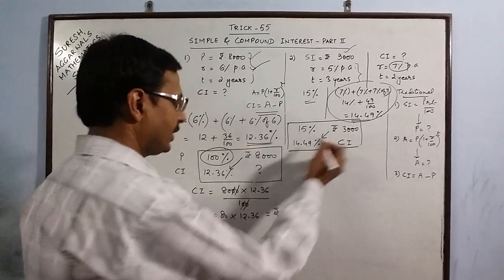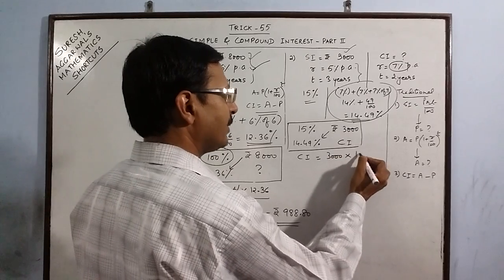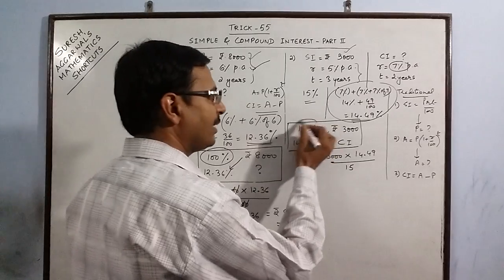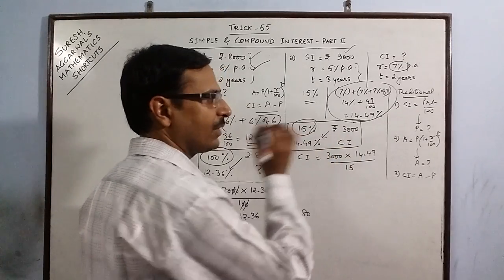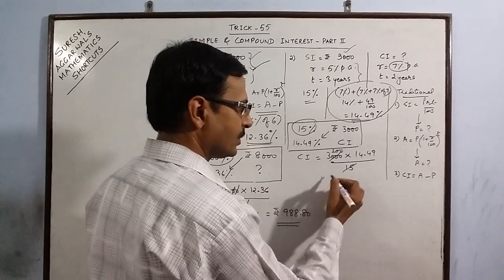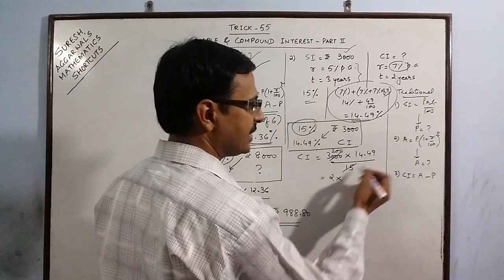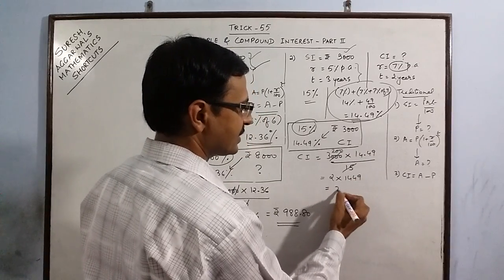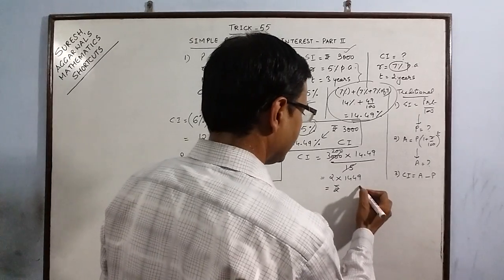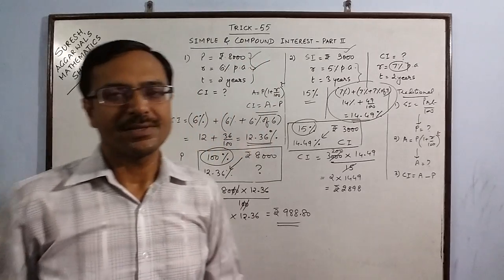See, like I told you here, we can calculate the compound interest. 3000 multiplied by 14.49 upon 15. You have to cross multiply this and divide by this. So 15 into 200 is 3000, so this is 2 multiplied by 100, meaning 1449. So this gives us the required result, 1449 multiplied by 2. So 2898 rupees is the required answer.